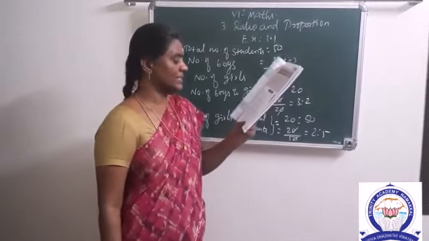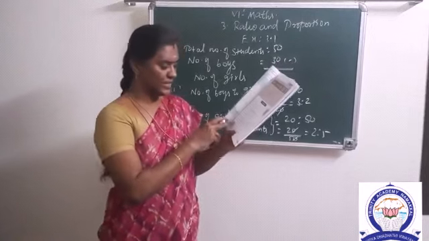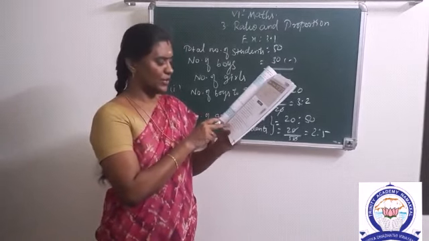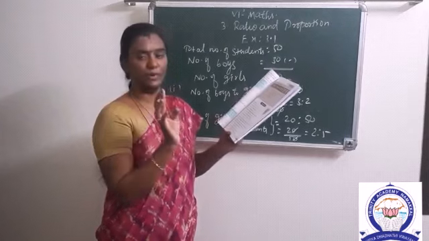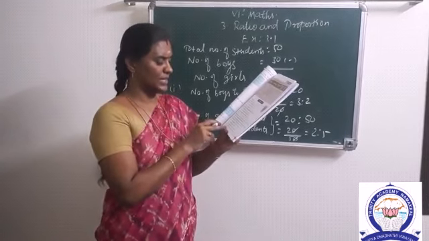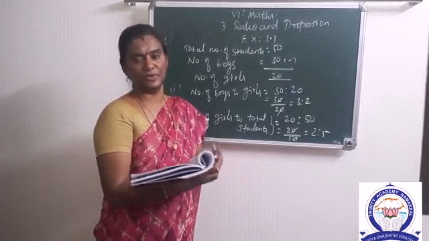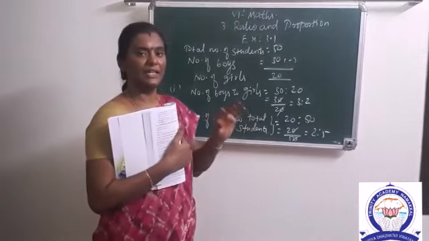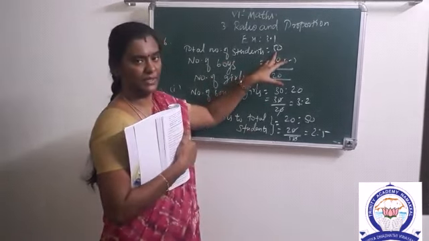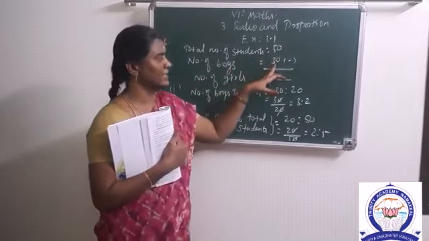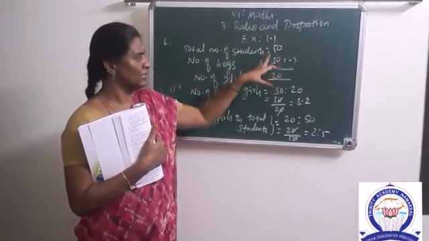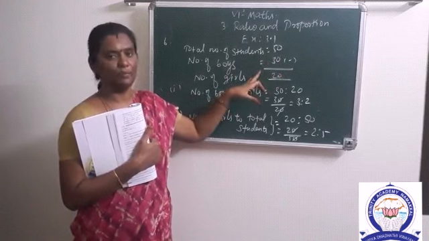Next we see the sixth question. Out of 50 students in a class, 30 are boys. Find the ratio of number of boys to the number of girls. Then the second one, number of girls to the total number of students. The number of boys to the total number of students. See here, in the class, the total number of students is 50. Number of boys is given, 30 students, 30 boys.